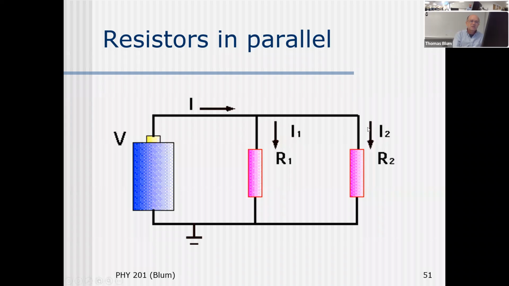So the voltage drop is the same, because this wire has the same voltage as this wire, and this wire down here has the same voltage. So R1 sees this difference, and R2 sees this difference, but it's the same difference, because this voltage is the same and that voltage is the same. That's how wires are. Okay, so this is our definition of resistors in parallel.